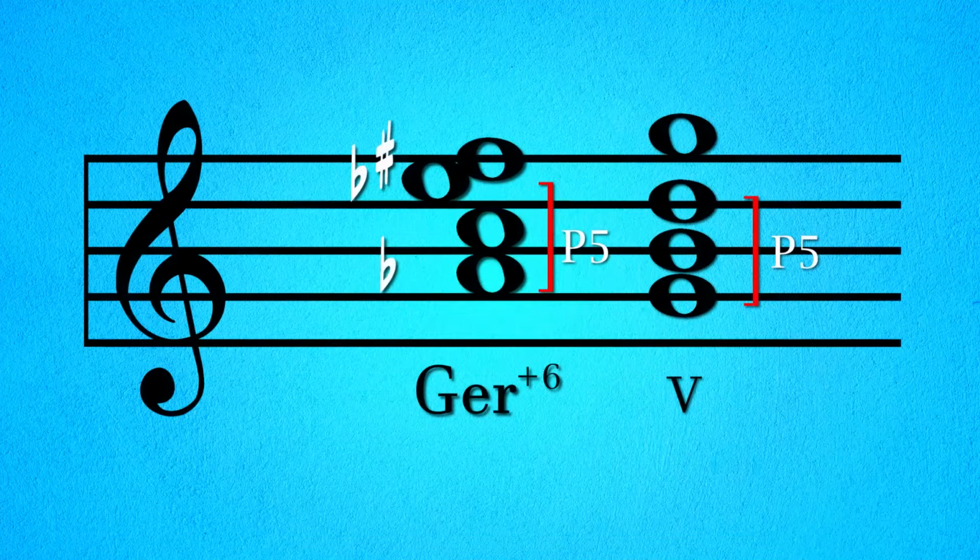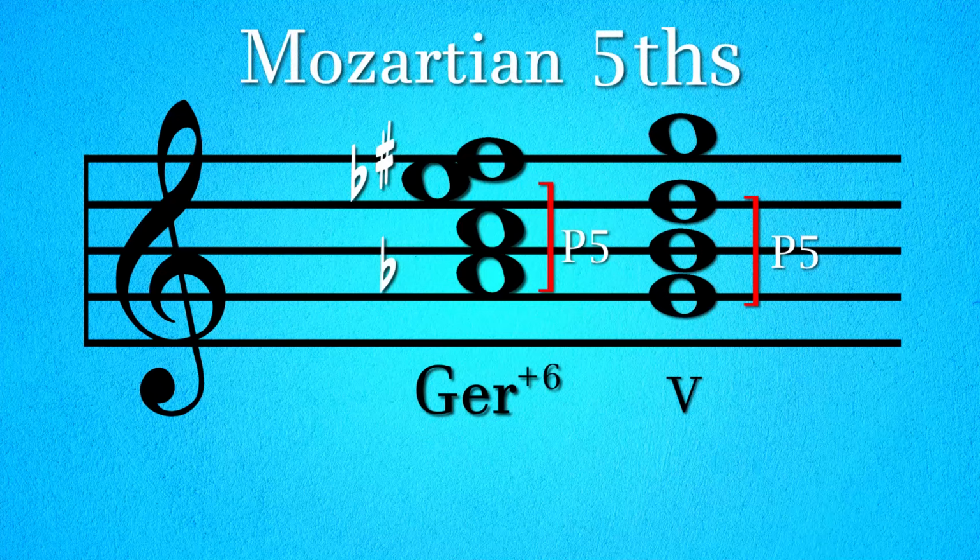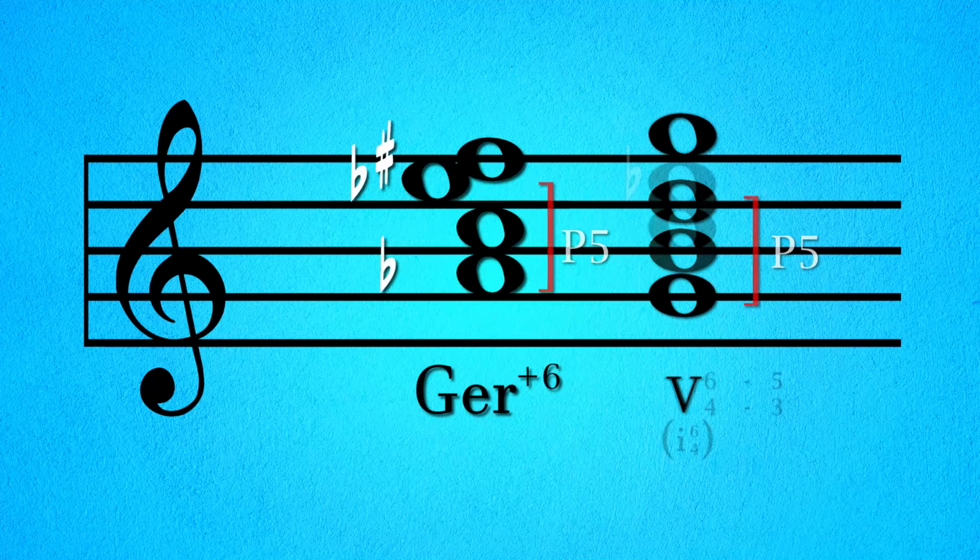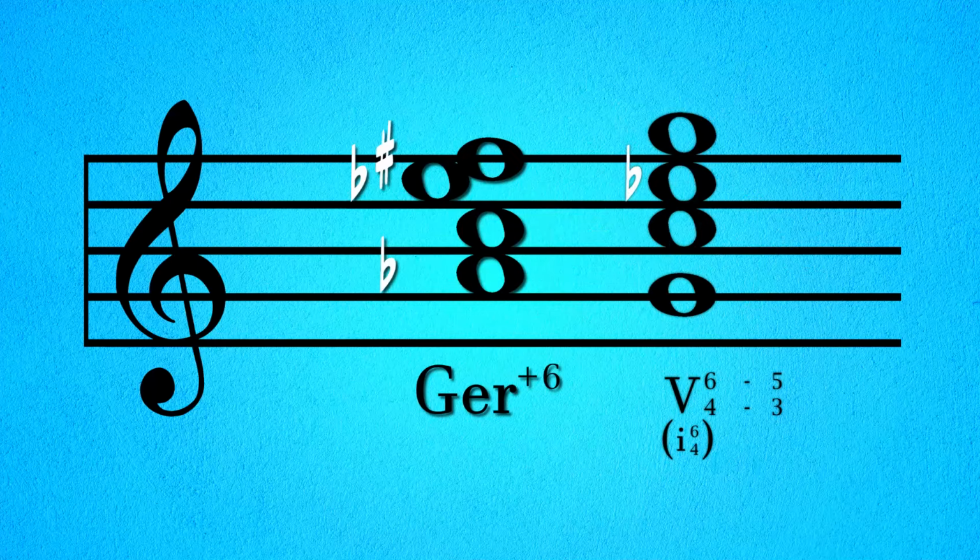Because of the inherent problems of parallel fifths that arise when resolving the German augmented sixth chord to the 5 chord, often referred to as Mozartian fifths, composers frequently opt to resolve to the cadential 6-4 chord instead.